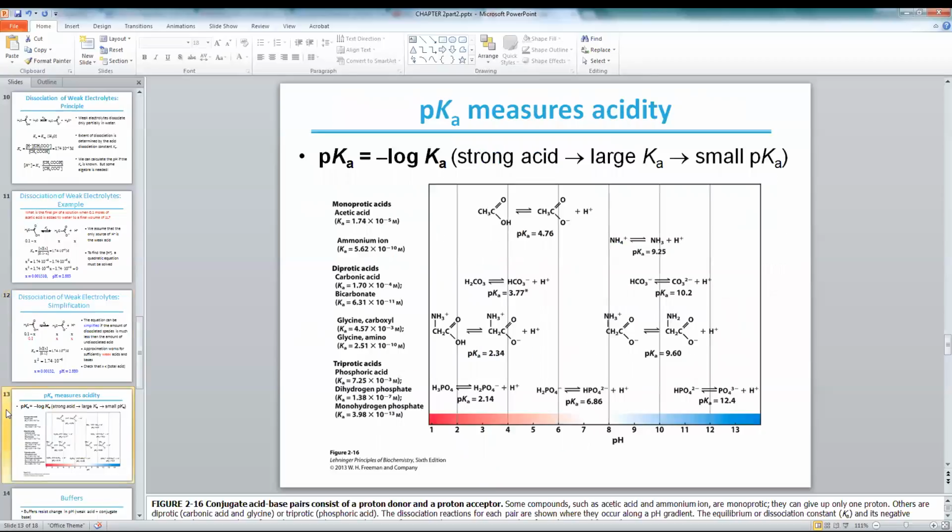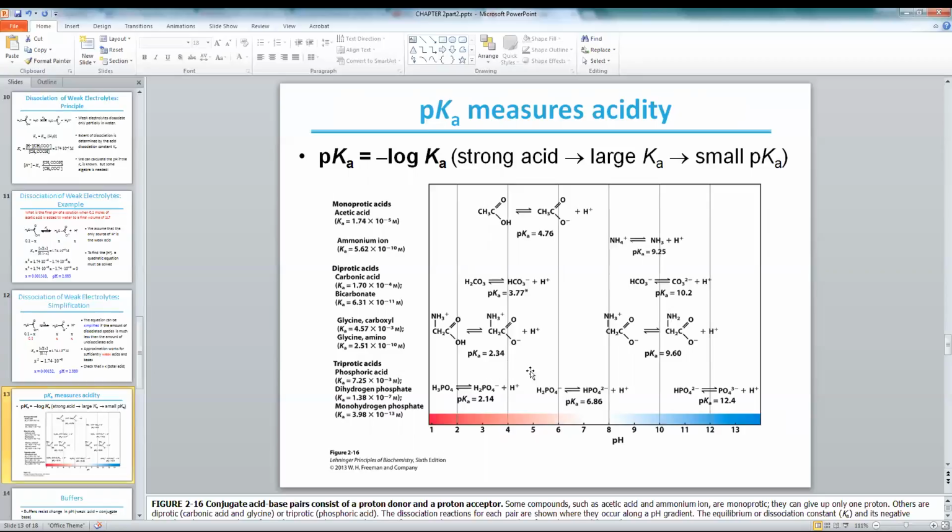Now, it's not just Ka that's valuable to us, but it's also pKa. So pKa is, again, a logarithmic scale. And we use pKa to be able to determine whether an acid is strong or weak. If it's a strong acid, it's going to have a large Ka, and that means that it's going to have a small pKa. So if you're comparing two acids, the smaller the pKa, the stronger the acid. Likewise, if you're comparing two Kas, the larger the Ka, the stronger the acid.